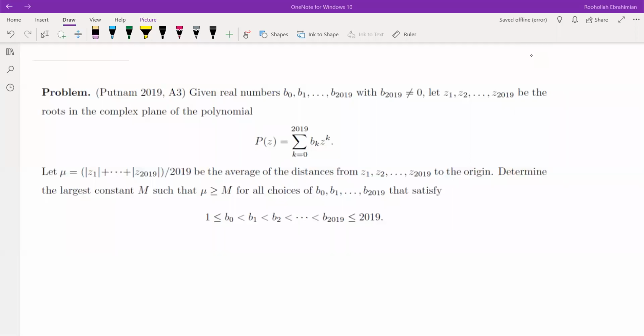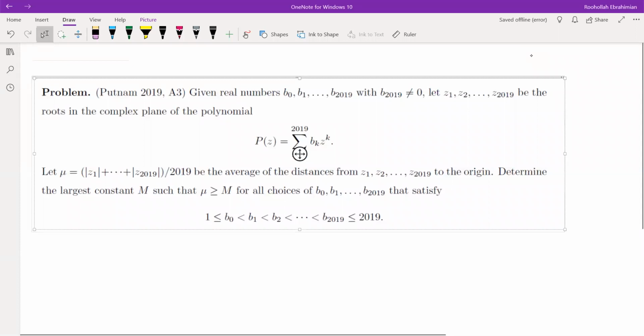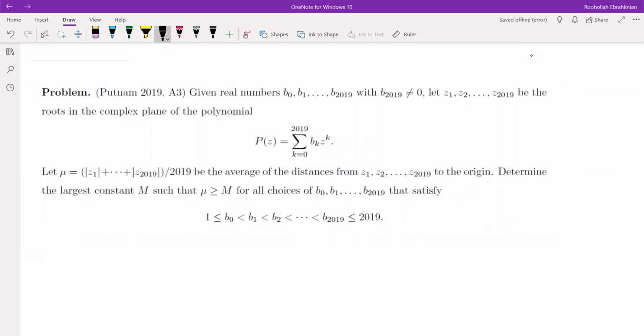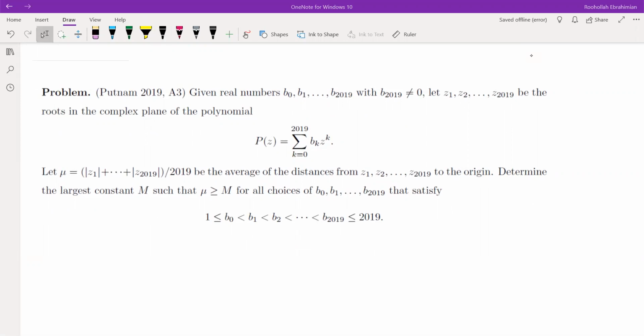Okay, so in this video, I'm going to solve a problem from Putnam 2019. It is problem A3 from 2019. It says you have a set of numbers B0 through B2019, and then it gives you a polynomial with those coefficients of degree 2019.